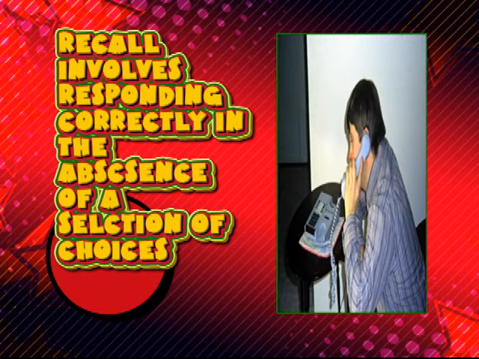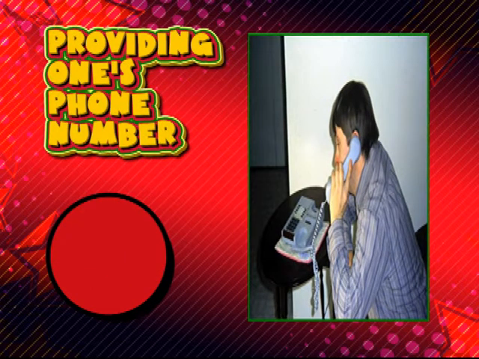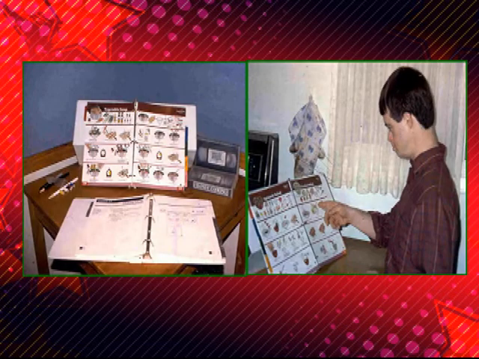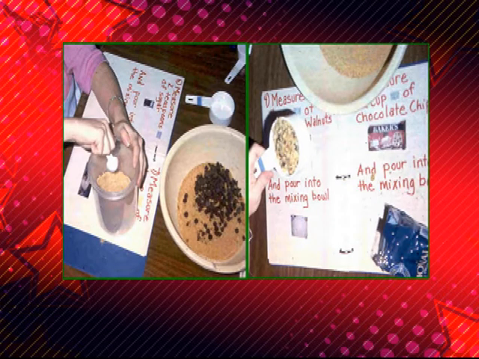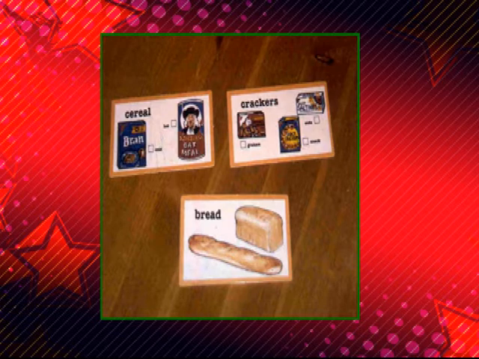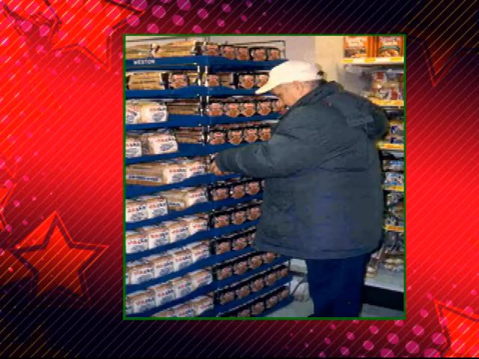The term recall involves responding correctly in the absence of a selection of choices. For example, recall involves providing one's phone number from memory. Recognition refers to the selection of the correct response from a range of alternatives on the basis of prior training and knowledge. Recognition skills are employed when using pictorial cookbooks, using colored tape on measuring cups and matching them to pictorial cookbook instructions, teaching the use of a bank machine, using a pictorial shopping list. For example, matching the item on a card to an item in the store.